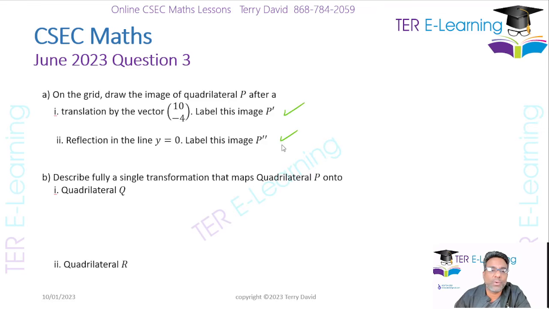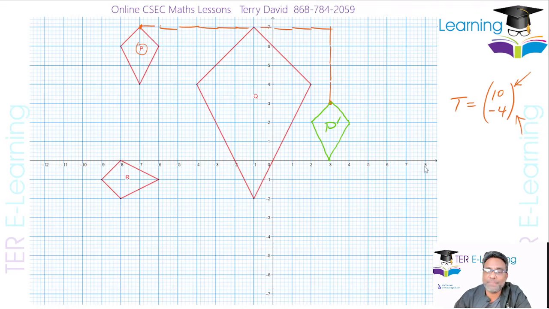The next one, they want us to do a reflection in the line y is equal to 0. Now, you have to realize, wait a minute, the line y is equal to 0 is actually my x-axis, right? That's the first thing we need to realize, that the line y is equal to 0 is my x-axis. So that there is this. This here is your x-axis, right? Now, you want to reflect P in the x-axis, so you can choose any point that you want on the quadrilateral P. So let's say I choose this point here. Your mirror line is x.